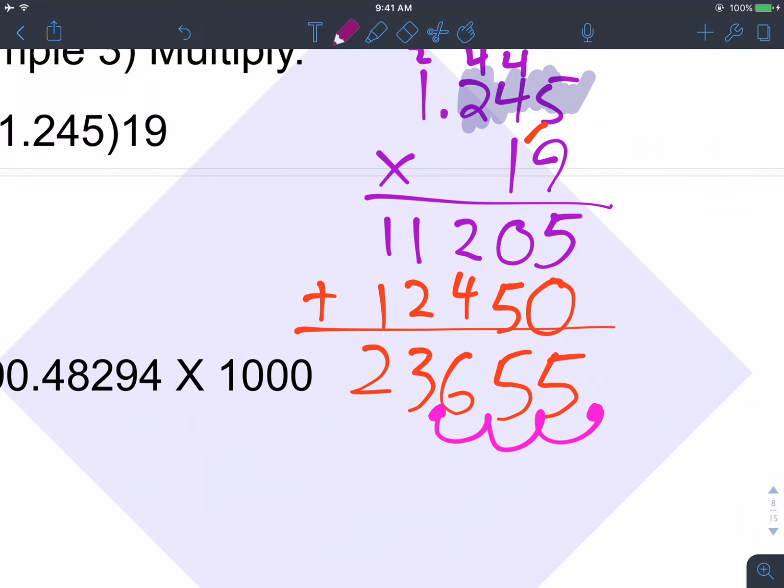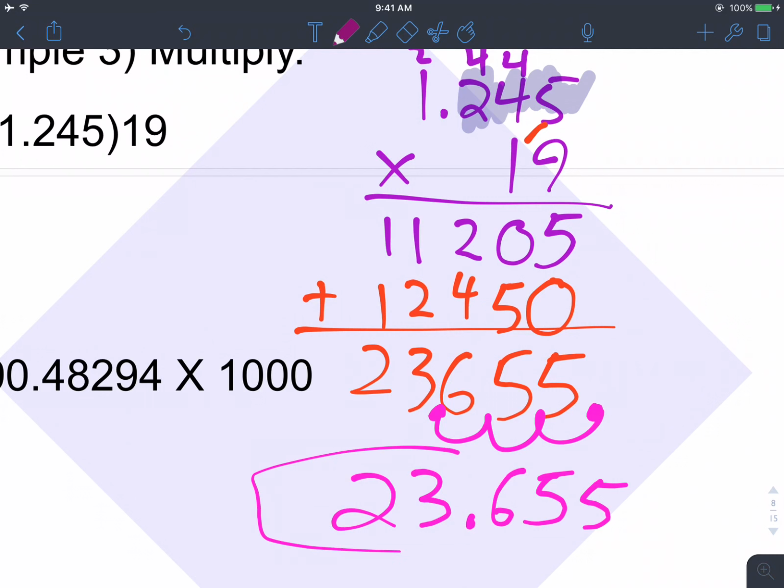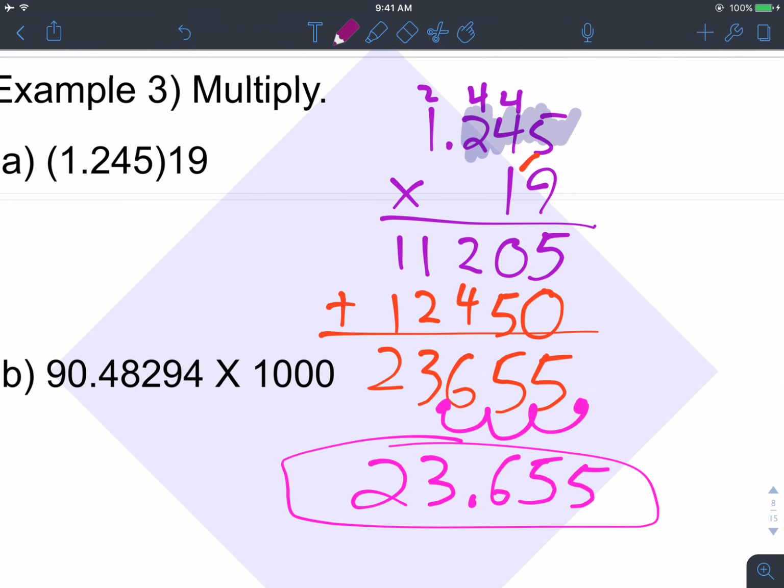So hopefully, if I did it right, 23.655. Once again, check it in your calculator. And that's how you know you're doing it the right way. Okay?